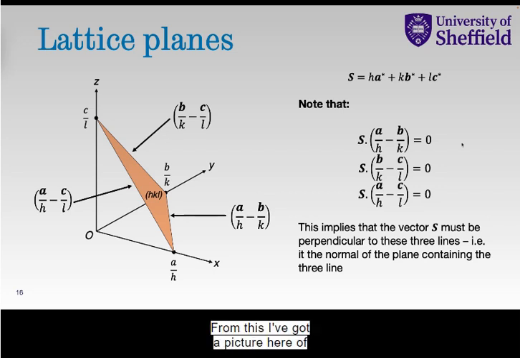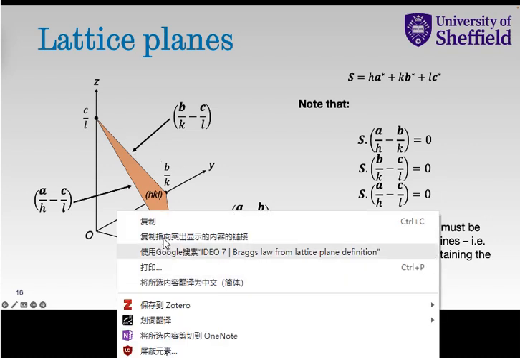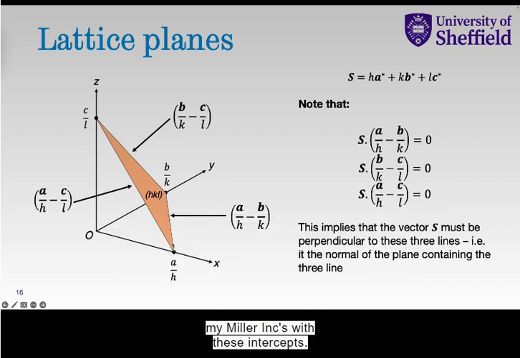So I've got a picture here of my HKL plane defined with my Miller indices with these intercepts here. And you can see, therefore, that I've got three edges to this plane. And these edges I could define mathematically as lines. So this edge here would be defined mathematically by the line A over H minus B over K, this one by B over K minus C over L, and this one by A over H minus C over L. So that's the way of writing these lines in vector notation using those vectors.